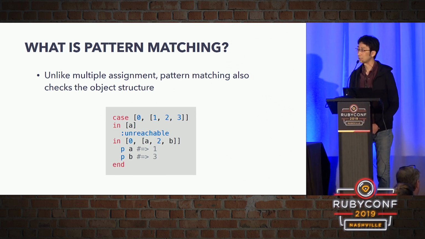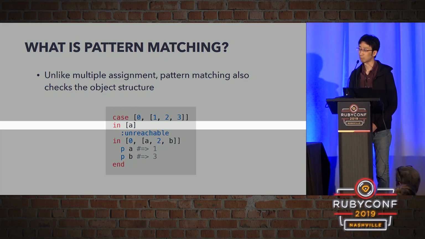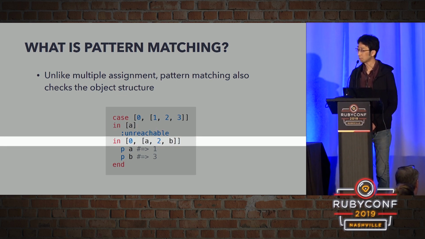Of course, there is a difference between pattern matching and multiple assignment. Pattern matching can also check the object structure. So in this case, the pattern requires that the given object has only one element. So this pattern match fails and moves on to the next pattern. And this pattern match succeeds because this pattern and the object have the same structure.